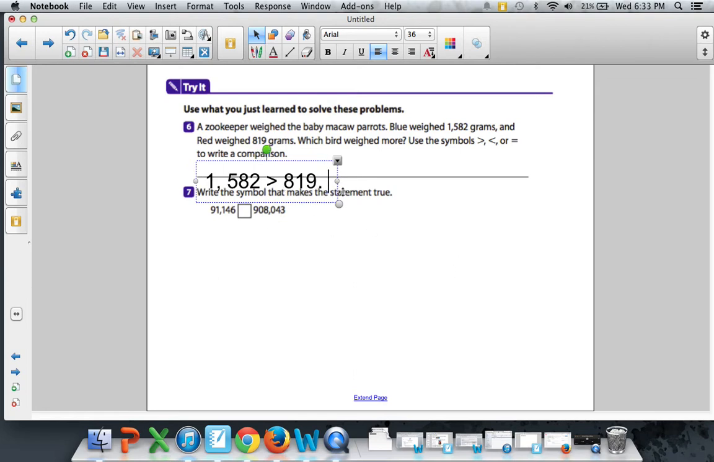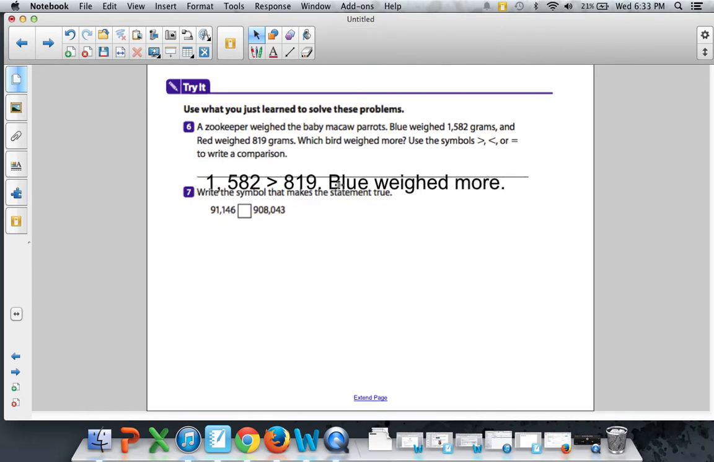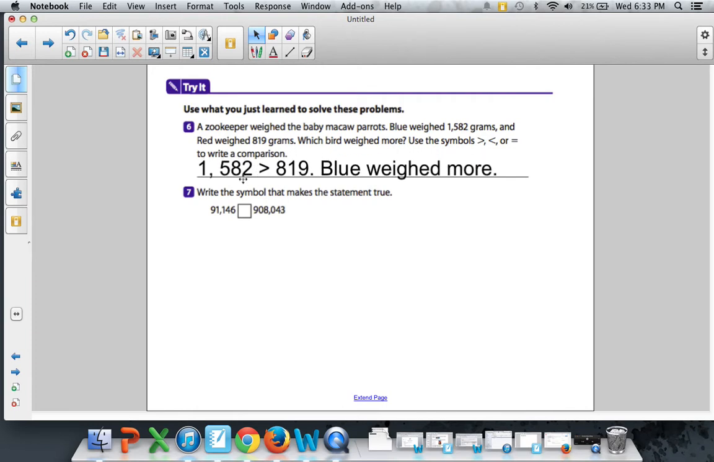So blue weighed more. I wouldn't just write the numbers, because I think they want us to use words to explain our answer as well. But they want the numbers and the words. And 1,582 wins right away because it has 4 digits, and 819 has only 3 digits. And right away you've got to be like, oh, one has more digits than the other one. The one with more digits is totally the winner.